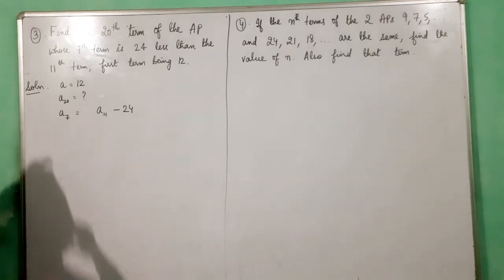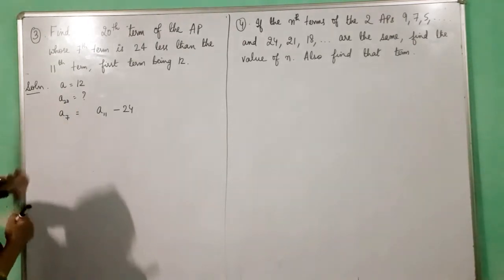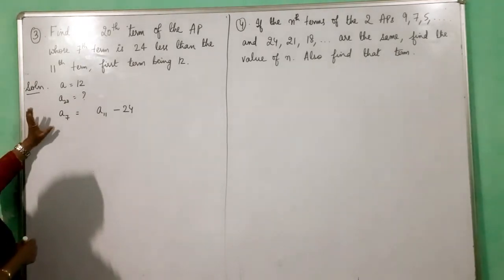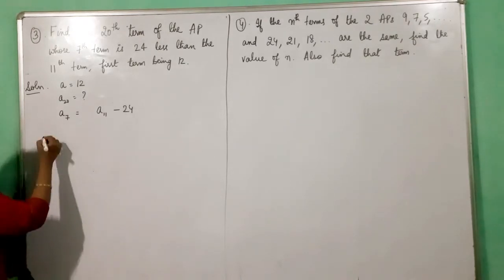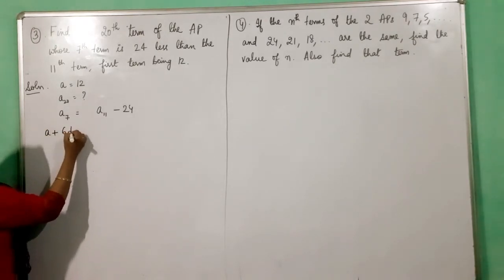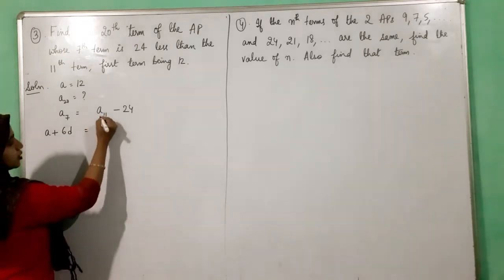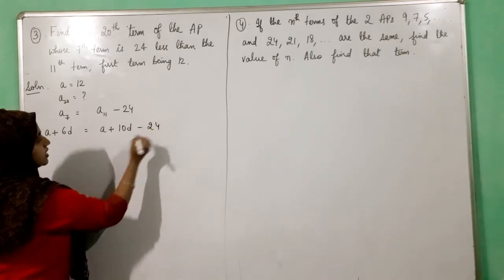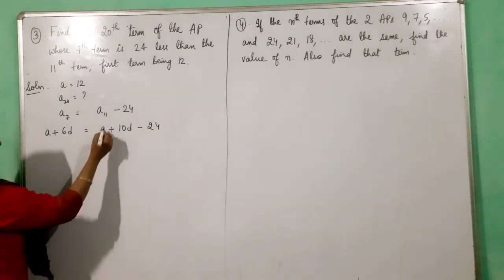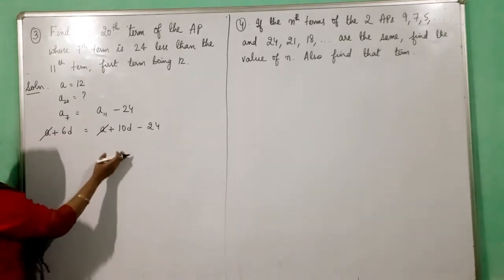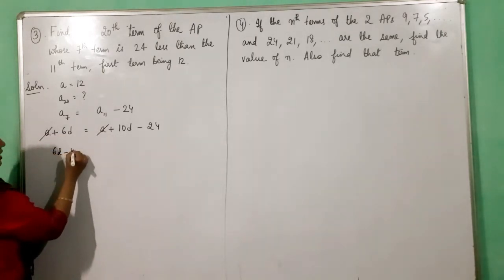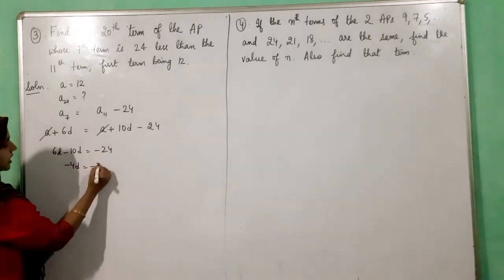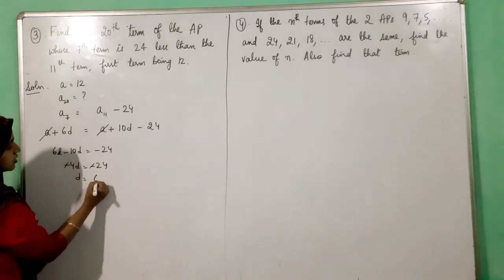We have to find what? A20. Okay. So A is 12. We are not given D. Correct. But we will get it if we solve this equation, the hint. Okay. So A7 is how much? A plus 6D, correct, will be equal to A11, which is A plus 10D minus 24. Okay. So we will solve this. A will get cancelled. 10D will come here. So 6D minus 10D will become minus 24. So minus 4D is minus 24. So D is 6. Okay.